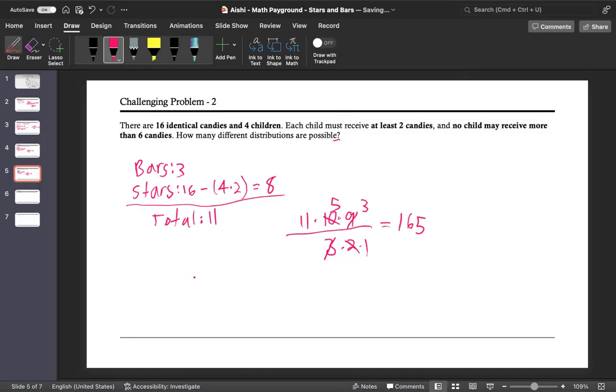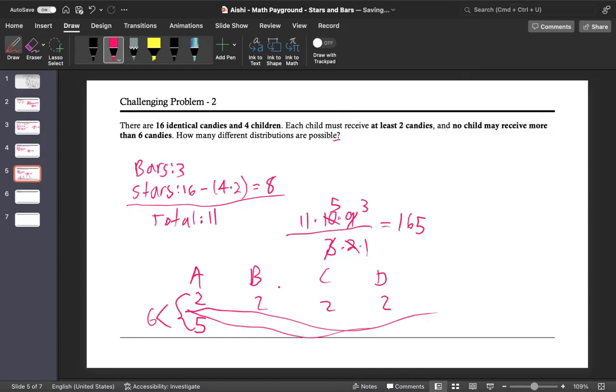Now, we have child A, child B, child C, and child D. So each of them have 2. Now, if child A went just over the limit and got 5 more after we do all of these, if child A just goes right above the limit and gets 5, then these 2 are greater than 6 because child A got 7.